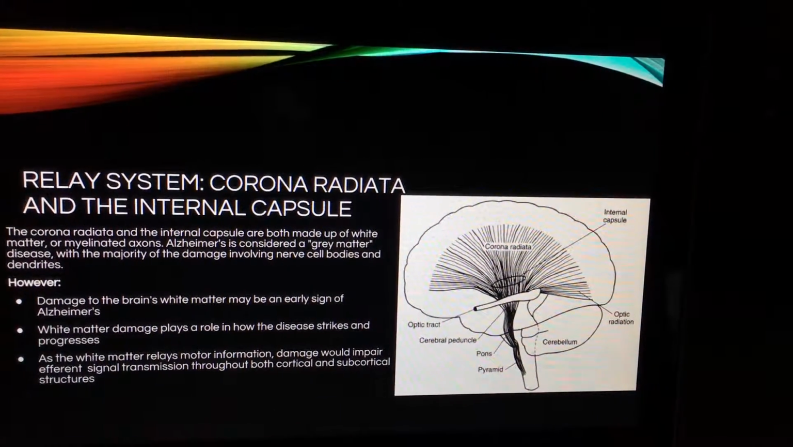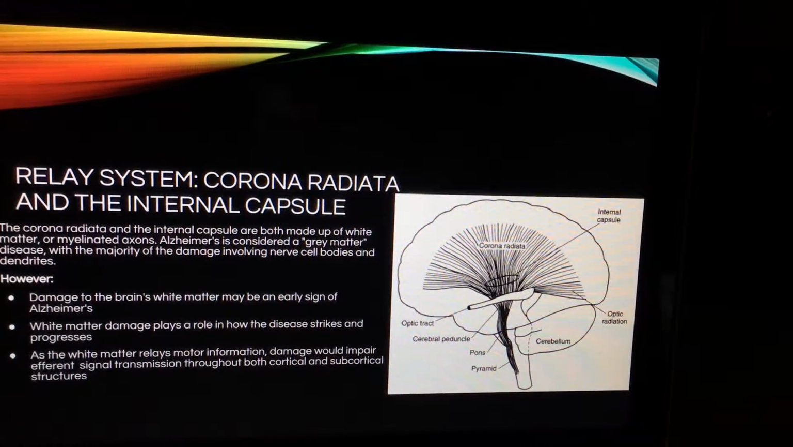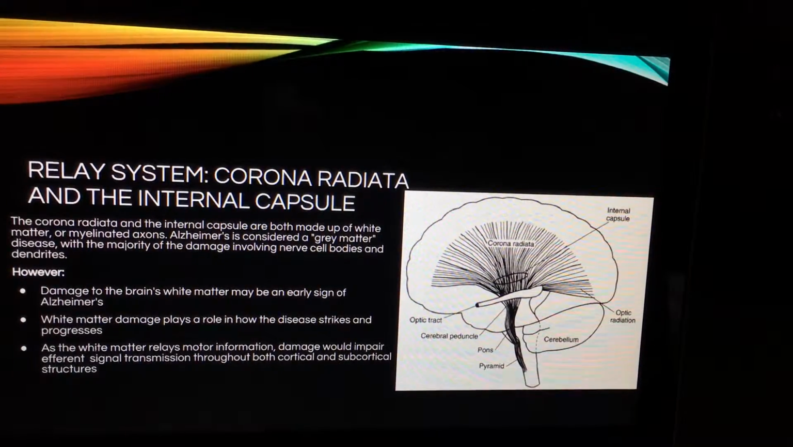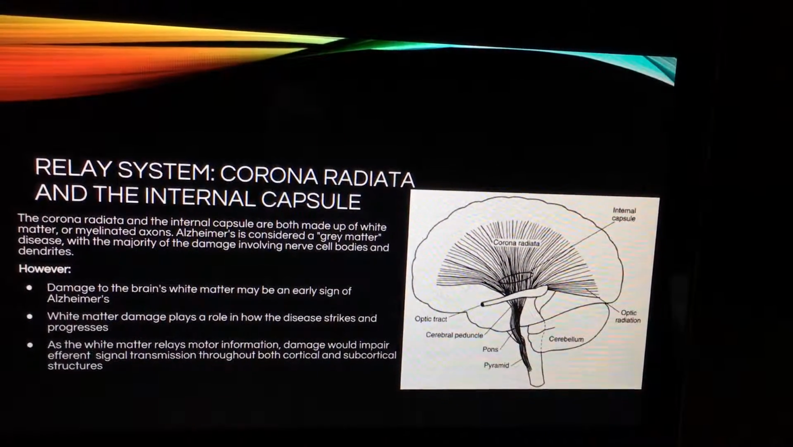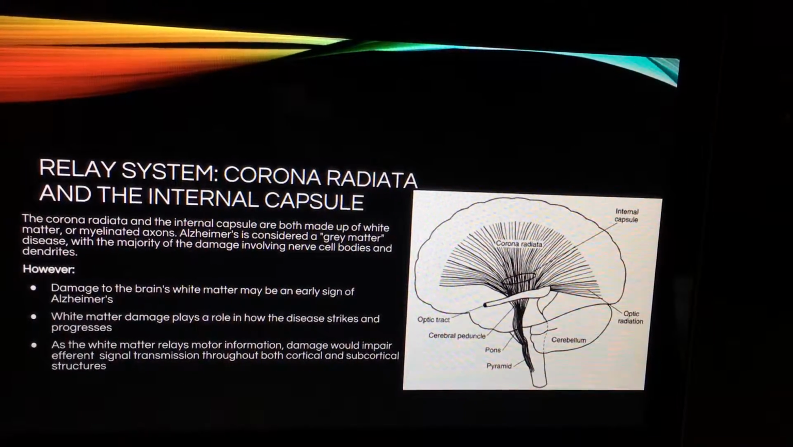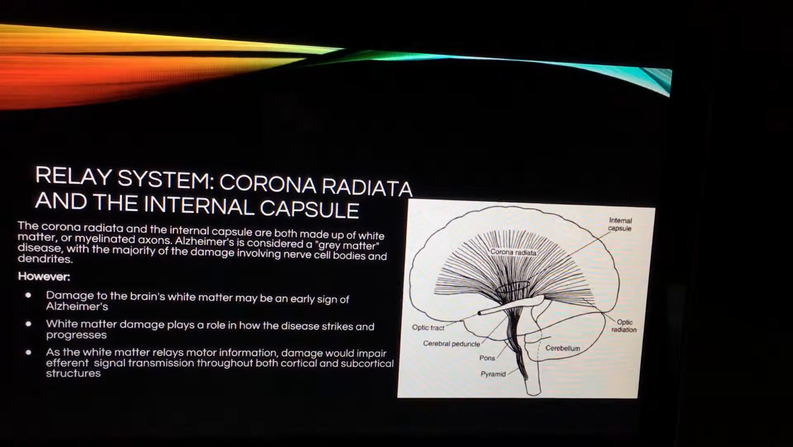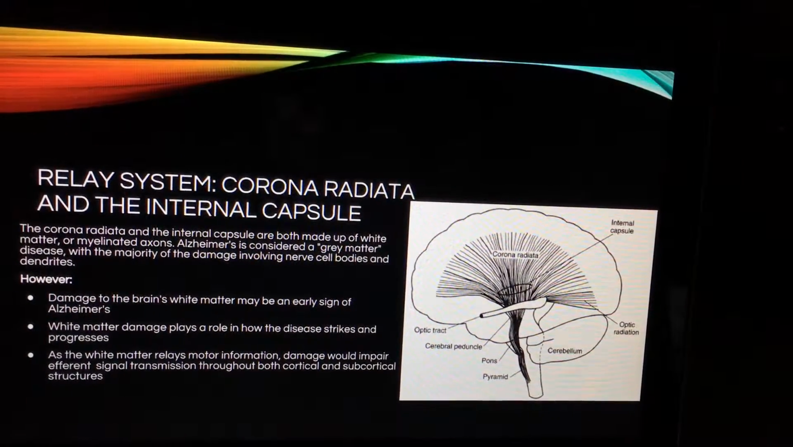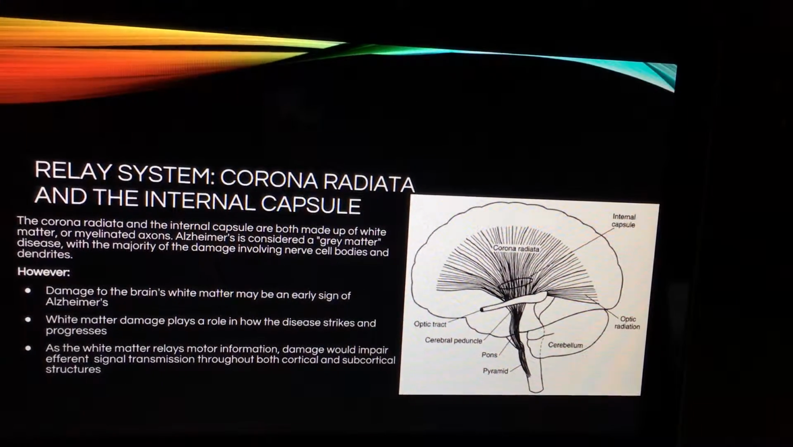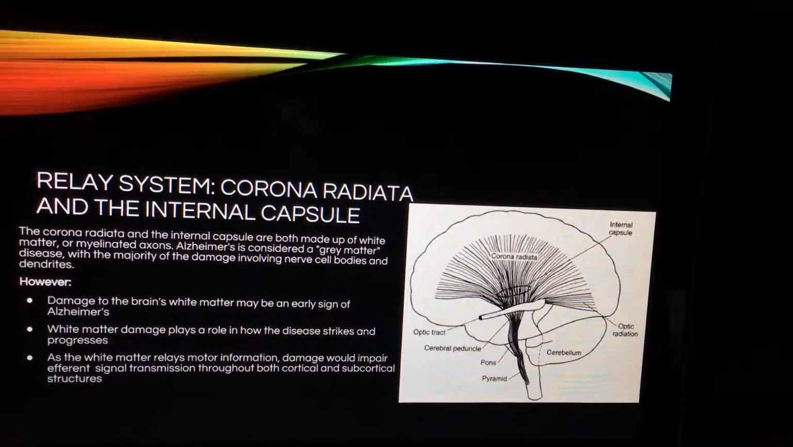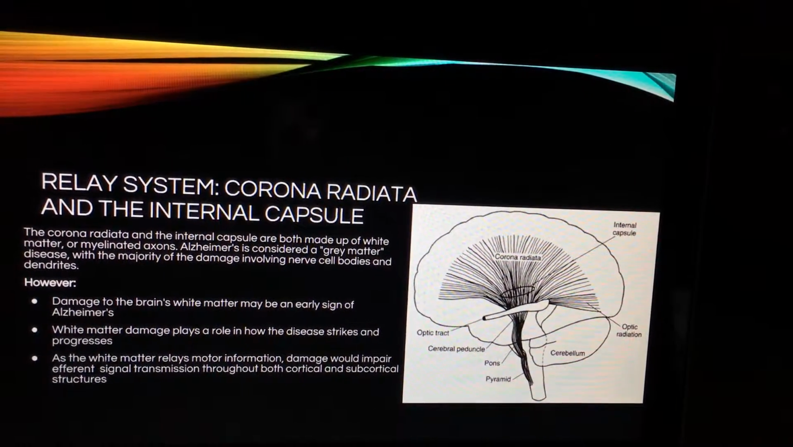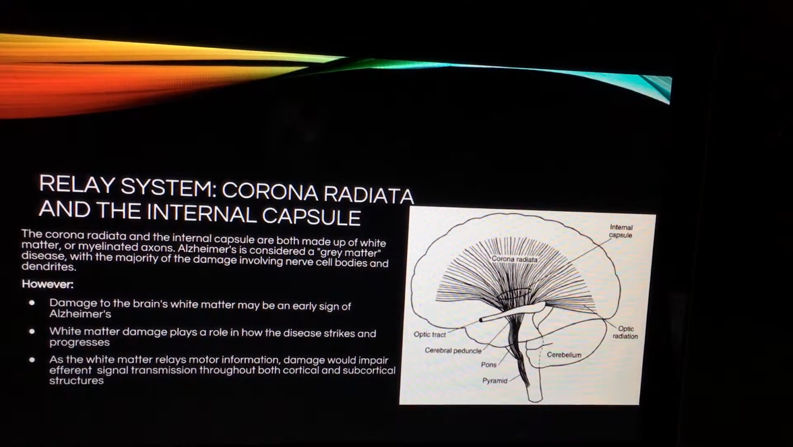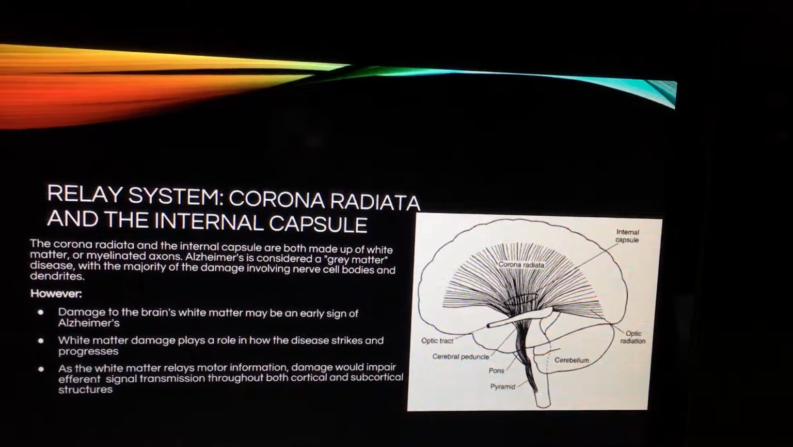The corona radiata and the internal capsule are both made up of white matter. Alzheimer's is considered a gray matter disease, with the majority of the damage involving nerve cell bodies and dendrites. However, damage to the brain's white matter may be an early sign of Alzheimer's. White matter damage plays a role in how the disease strikes and progresses. As the white matter relays motor information, damage would impair efferent signal transmission throughout both cortical and subcortical structures.